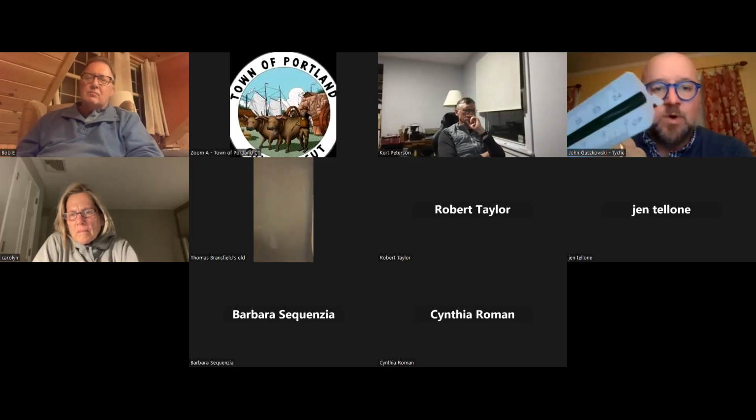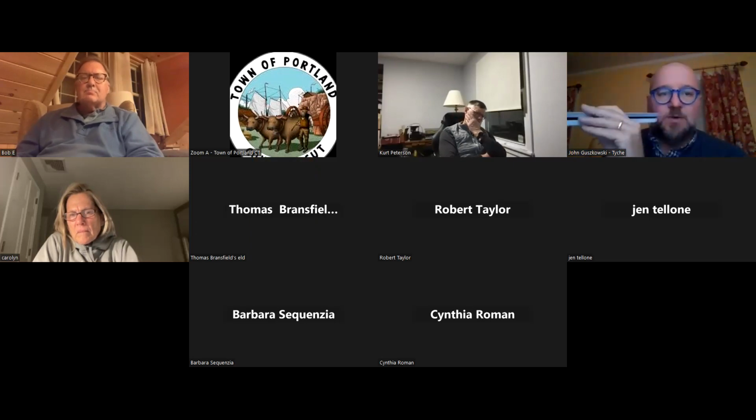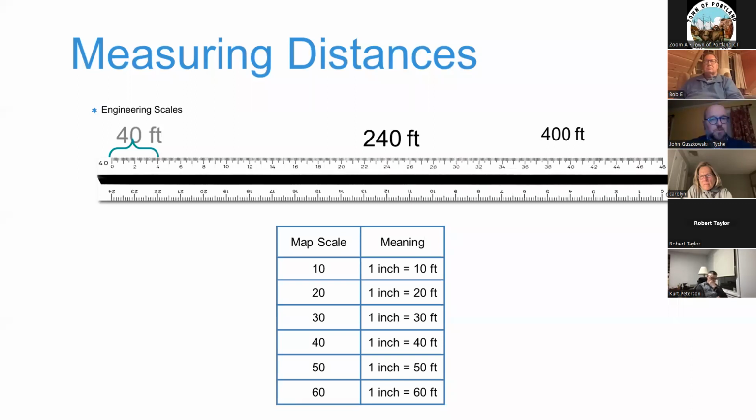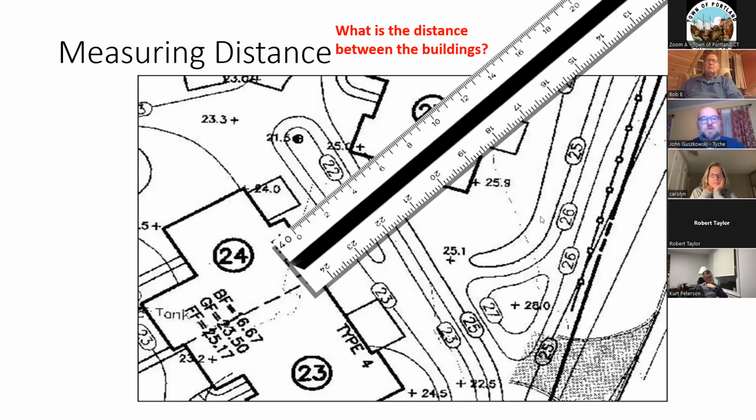And so you basically would correspond the side you would use for an engineering scale like this based on whatever scale the drawing was drawn at. So this is shown up to scale.